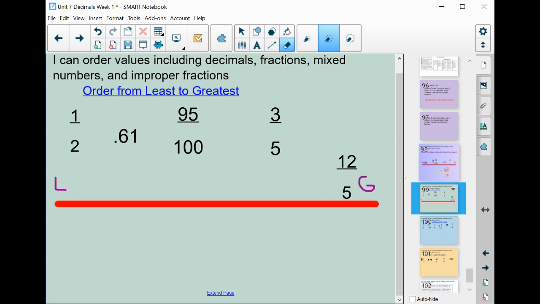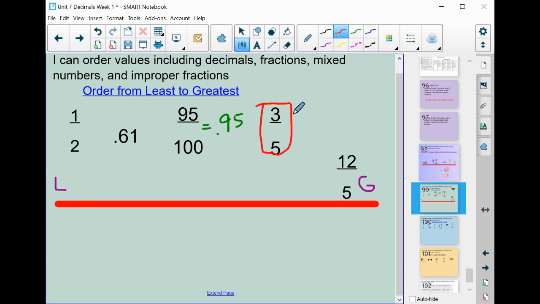Okay, now the other thing I see is right here. Do you notice how this 95/100ths is really close to one whole? And if we change this into a decimal, here's what it would look like. 95/100ths. Can I compare that with this decimal here? Sure, I can see that 95/100ths is bigger than 61/100ths, but I'm having a tough time comparing that with this fraction. So what we're going to do, we're going to turn this fraction 3/5 into a decimal.